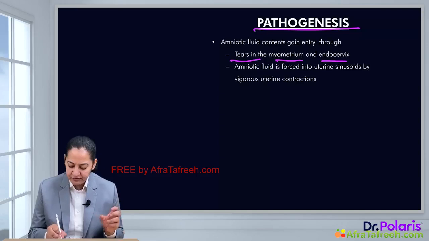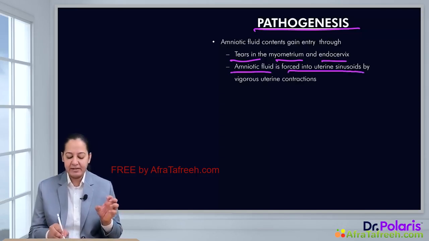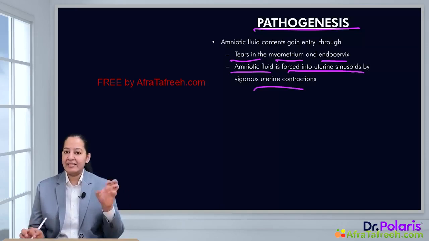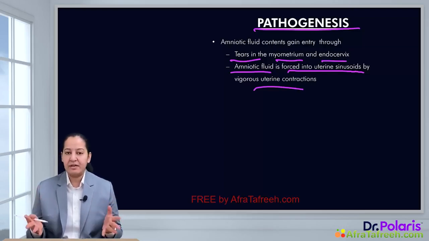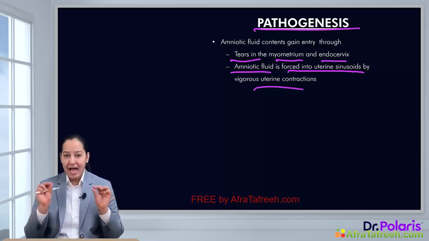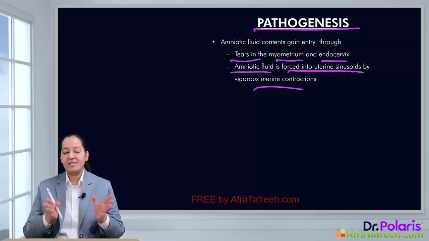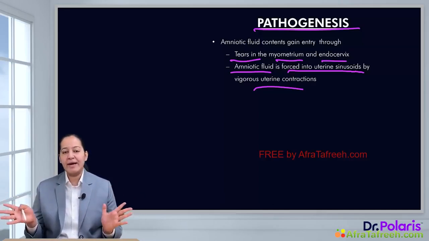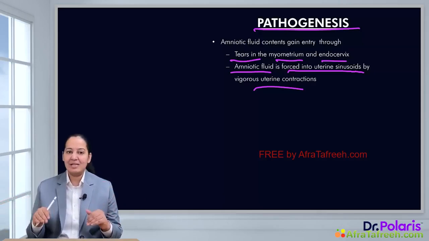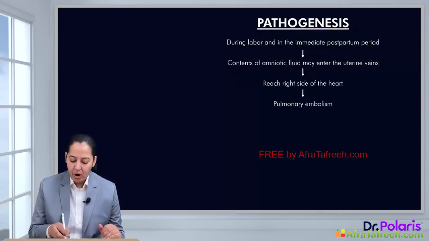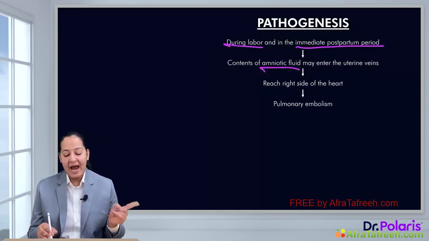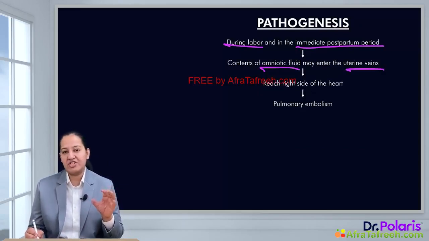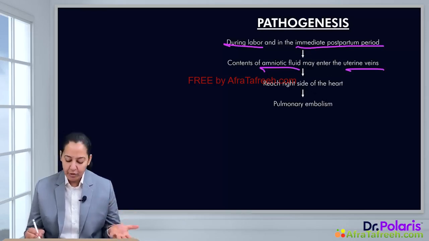And the amniotic fluid is forced into the uterine sinusoids by vigorous uterine contraction. So imagine the lady is having labor pain, and during labor, the uterus is contracting vigorously. So there are tears in the endometrium, tears in the endocervix, and due to the vigorous contraction, the amniotic fluid which is present around the fetus is forced or pushed into the sinusoids, that is the veins and the capillaries present inside the uterus. So this is how during labor and the immediate postpartum period, the contents of the amniotic fluid enter the uterine vein due to the vigorous contraction, producing tears in the endometrium and the uterus.